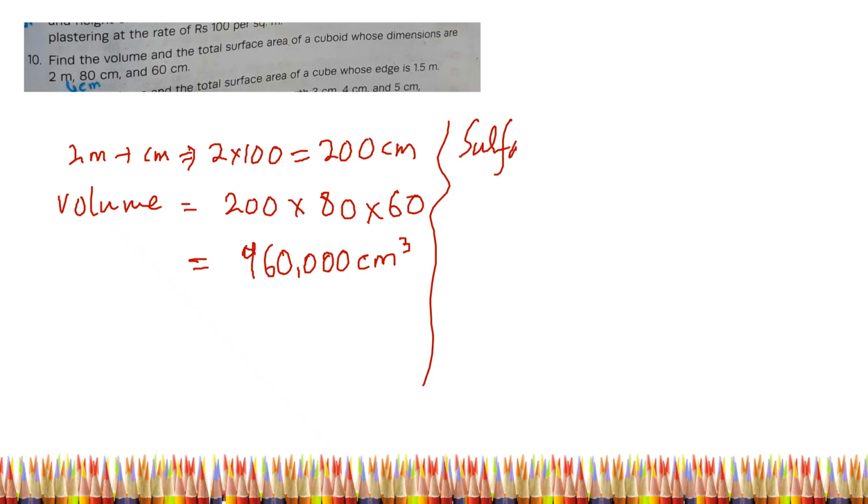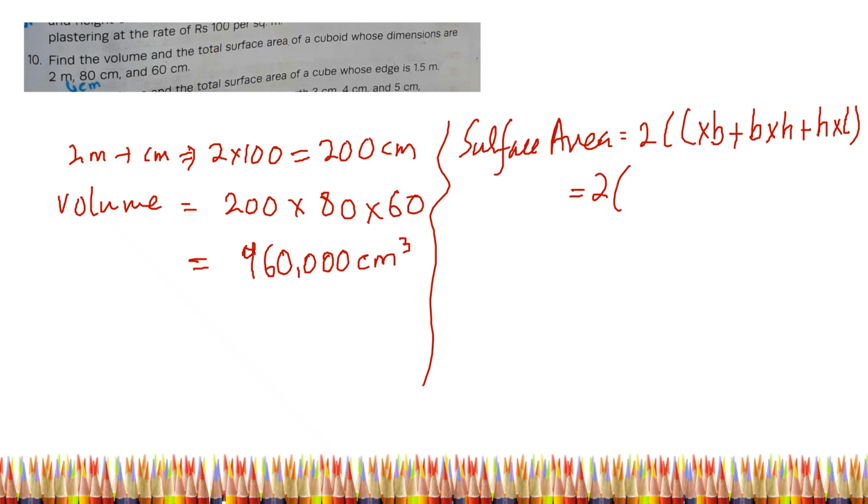Now for the next one, we need to find the surface area, and this time for surface area we will be using a formula, as we have seen in the previous question how we solved for the areas and then added all the areas. So here we will be directly using a formula. Surface area is equal to 2 into (L multiplied by B plus B multiplied by H plus H multiplied by L). This is the formula that we will be using. Now let's put the values.